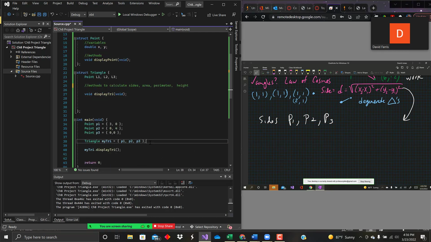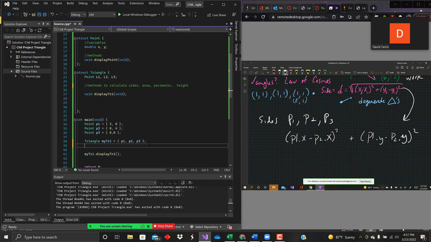Where am I? Let's come down to the main. Like I can do P1 dot X. So that would access my X coordinate. So if I wanted to make the function, I could do like P1 dot X minus P2 dot X. And then I got to square it. Plus P1 dot Y minus P2 dot Y. And I got to square it. Since I'm squaring, maybe I'll shift to POW. So I'll go POW, comma 2 plus POW, comma 2.